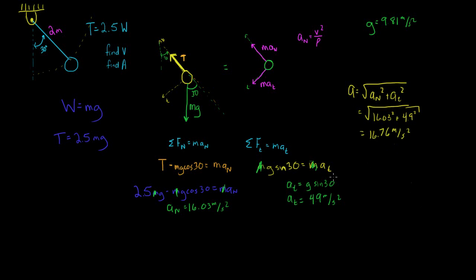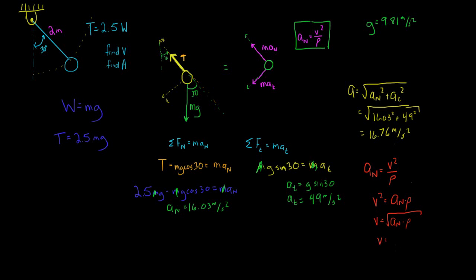All right, so now we have our acceleration. Let's try to figure out what our velocity is. Right here we have an equation for velocity. We know that our normal acceleration is equal to our velocity squared over rho, and rho is our radius of curvature. So our velocity squared is equal to our normal acceleration times rho, and our velocity is equal to the square root of our normal acceleration times rho.